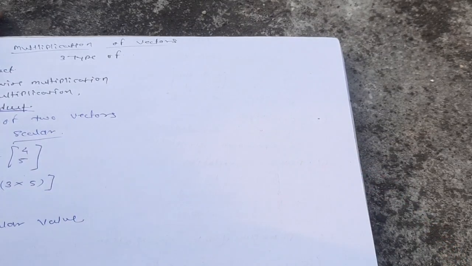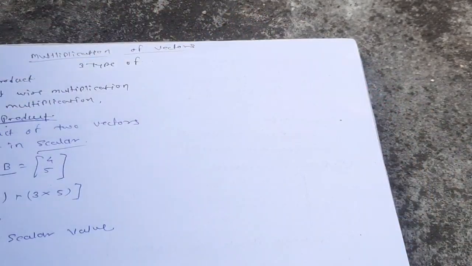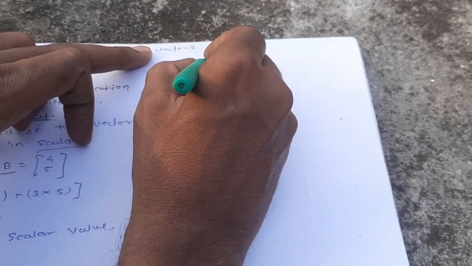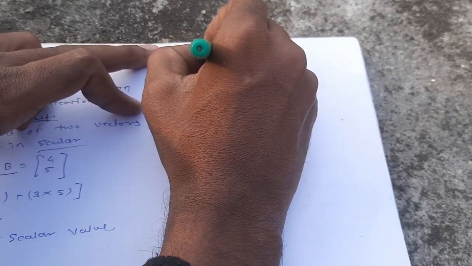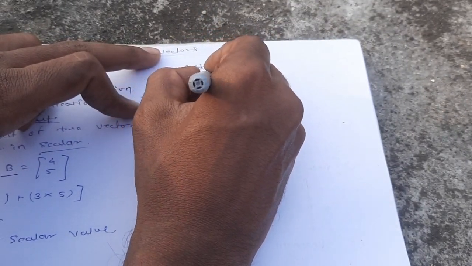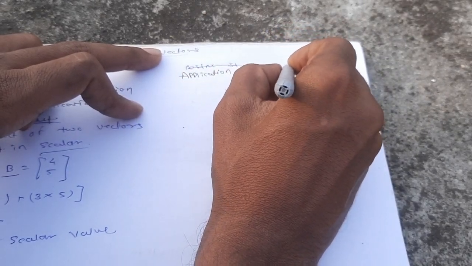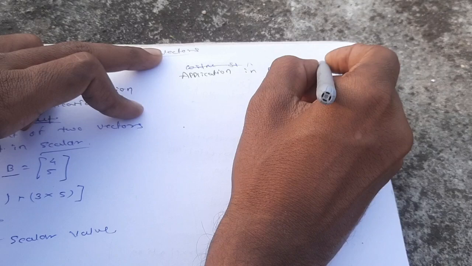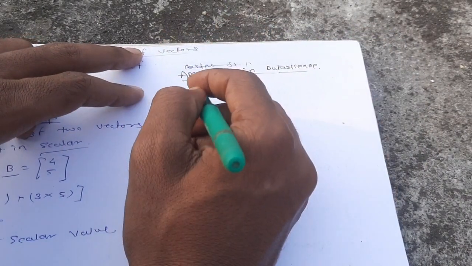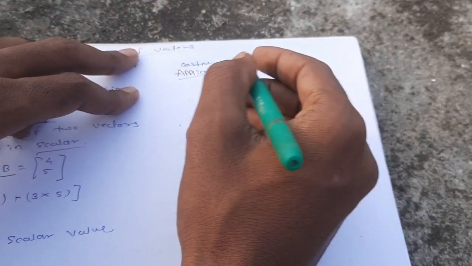Let's understand the use case of the dot product in cosine similarity. Let's get started with cosine similarity. Cosine similarity is an application in data science. Let's directly start with the formula.